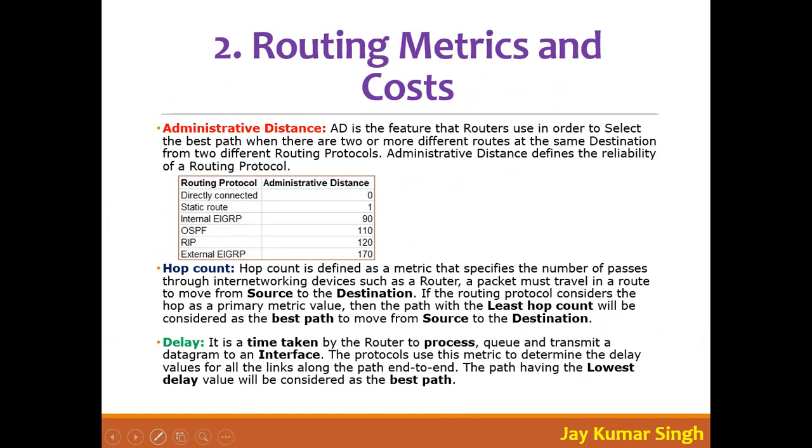So how does it come to know? See this. One element, or you can say metric, is known as administrative distance. So what is the administrative distance? Administrative distance, AD, is the feature that routers use in order to select the best path when there are more than two different routes to the same destination from different routing protocols in your routing table. So administrative distance defines the reliability of the routing protocol.